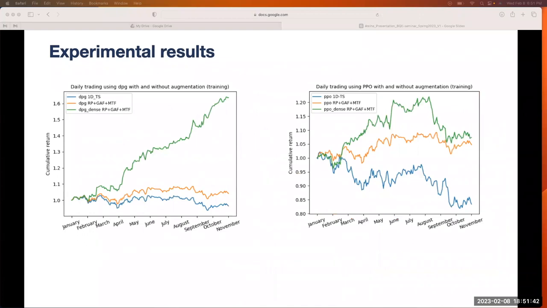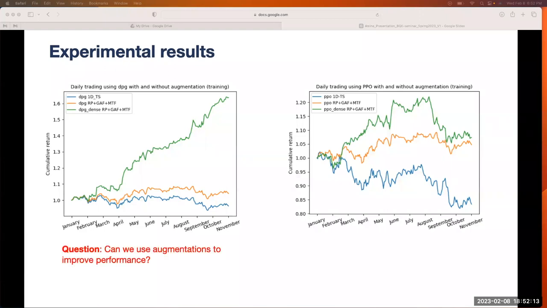And our experiments showed that our augmentations improved performance for portfolio management. Here are some training results for two RL models. The first one is called DPG on the left, which stands for deterministic policy gradients, and PPO on the right, which stands for proximal policy optimization. In the plots, the blue lines show the results without augmentation.